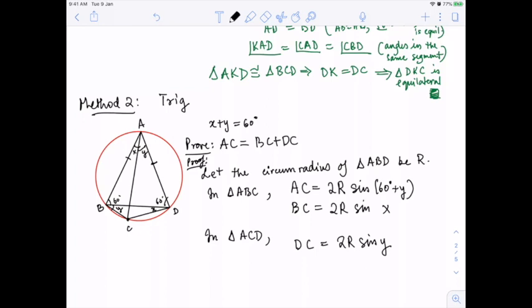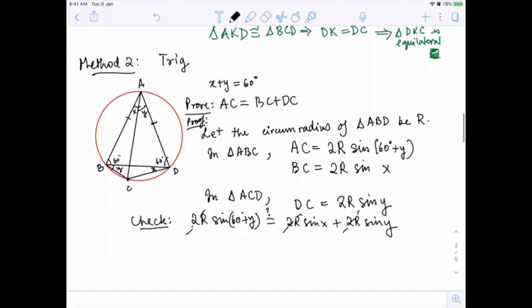So all you have to check now, to prove the statement, is that AC, which is 2r sine of 60 plus y, is equal to, question mark, we don't know, we have to check this, 2r sine x plus 2r sine y. Okay, great. So 2r's cancel, right? We can cancel 2r everywhere. So really the check is just some simple algebra that we have to do.